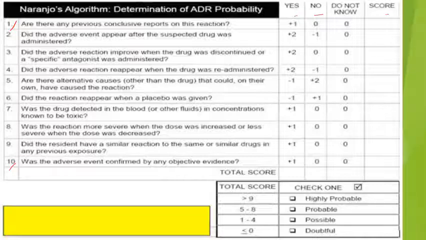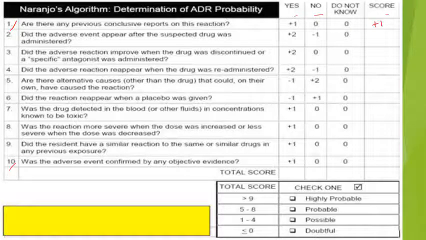Now we'll take an example of the postural hypotension problem we had been discussing in the previous slide. The scenario is that a 75-plus-year-old man comes into your clinic with the problem of postural hypotension. He has a history of taking the antihypertensive prazosin in the past. The first question is, are there any previous conclusive reports on this reaction? Yes, we have already read in the past that prazosin may cause postural hypotension. So if my answer is yes, I'll write +1 here.